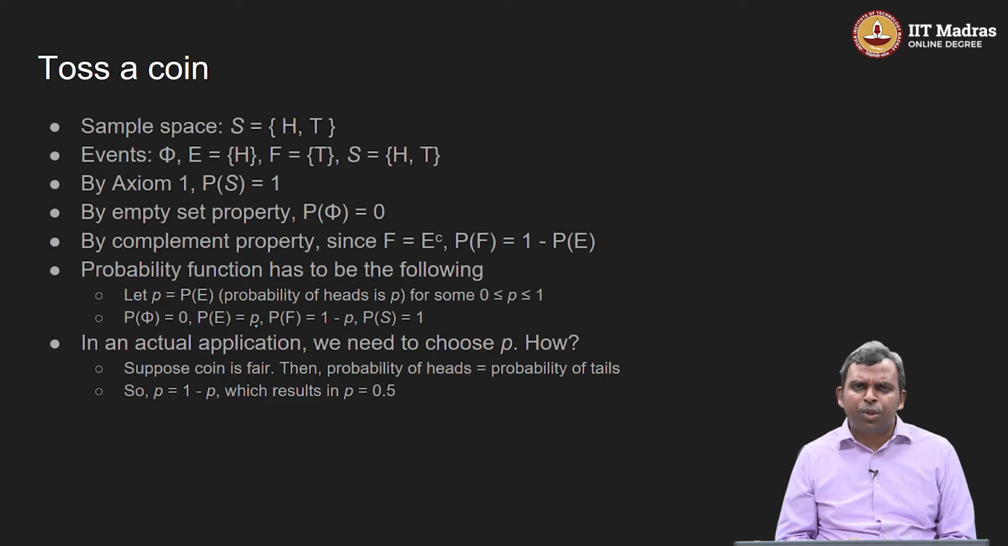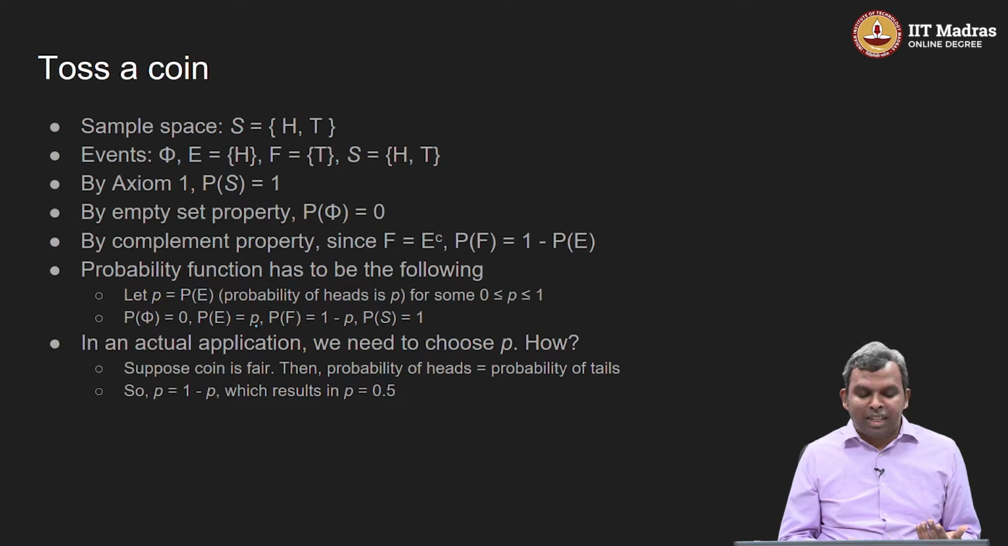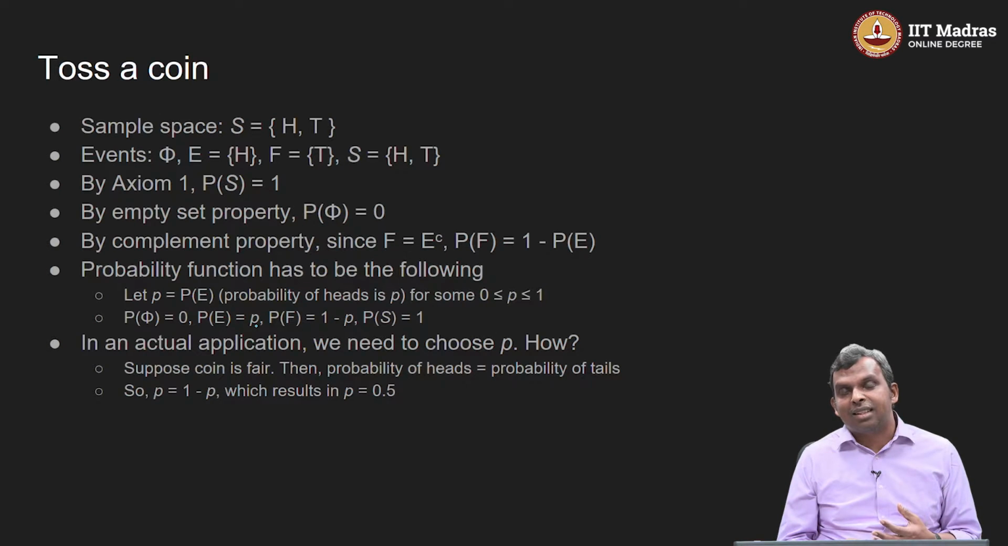Okay. How do you do it? One way of saying is that maybe ahead of time you know that the coin is fair. If the coin is fair, then P of E should be equal to P of F. Now, how do you make P of E equal to P of F? You have to equate P to 1 minus P, which gives you P equals 0.5. So, assigning a probability of 0.5 to heads and 0.5 to tails takes care of the probability space when you have a fair coin.